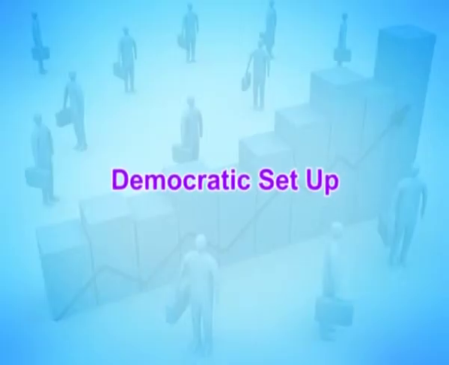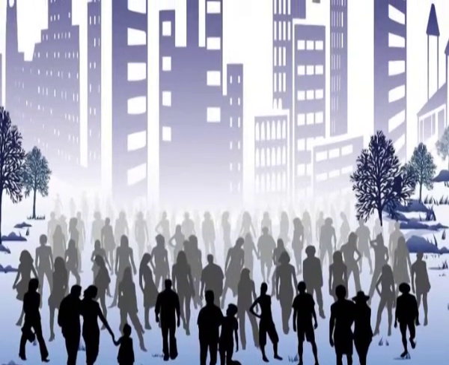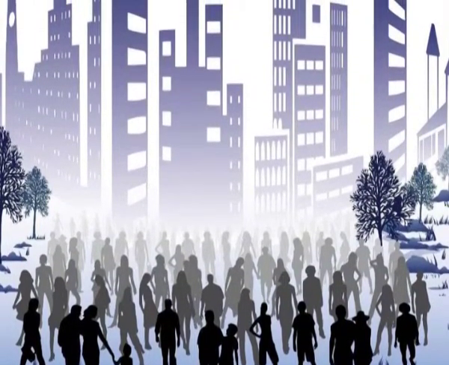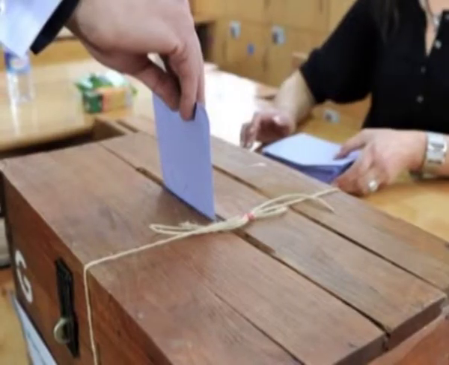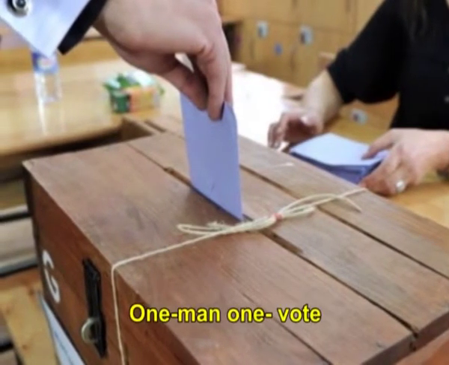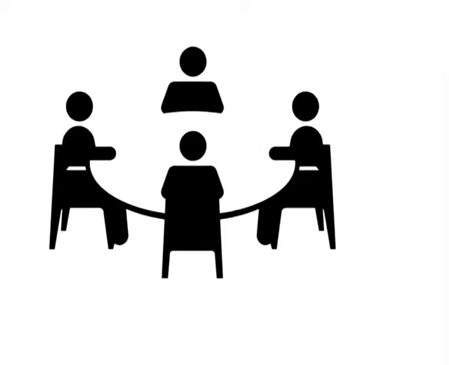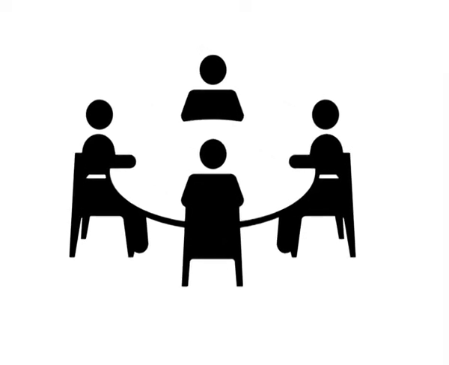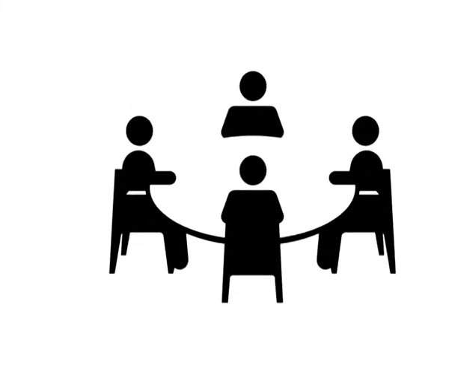Next is the democratic setup. The cooperative societies are managed in a democratic manner. Every member has a right to take part in the management of the society. However, the society elects a managing committee for its effective management. The members of the managing committee are elected on the basis of one man, one vote, irrespective of the number of shares held by any member. It is the general body of the society which lays down the broad framework within which the managing committee functions.